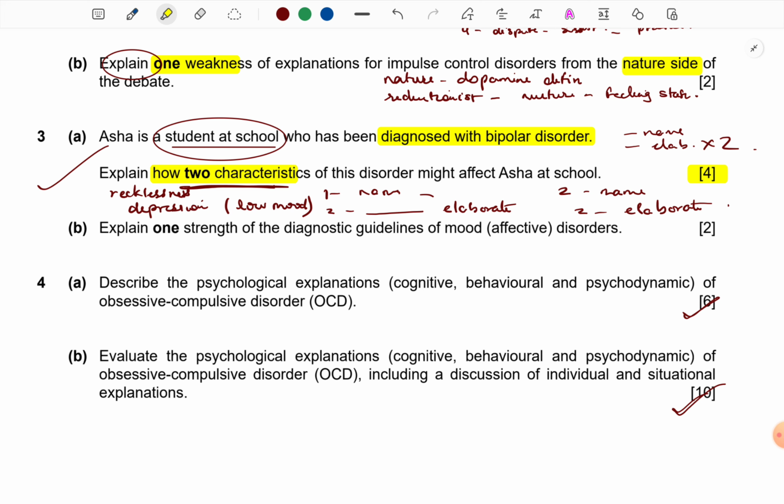Okay, next they've asked us to explain one strength of the diagnostic guidelines of mood disorders.